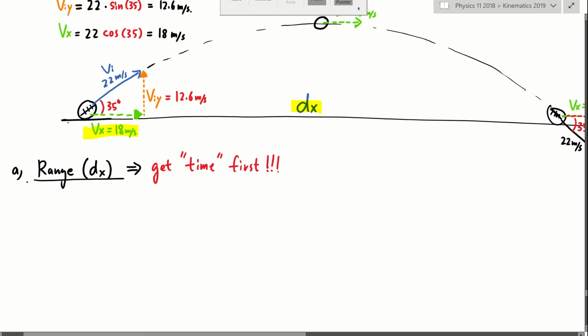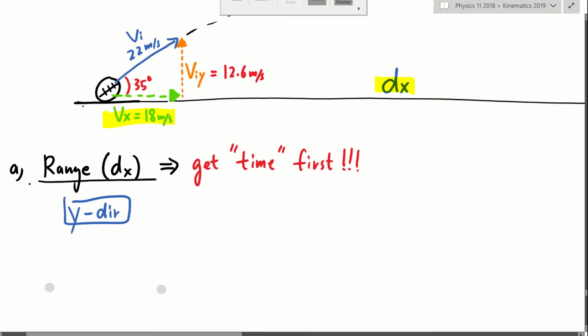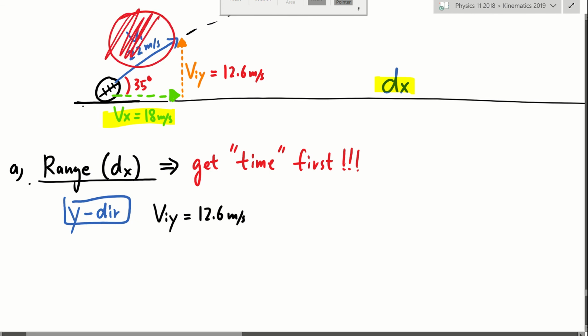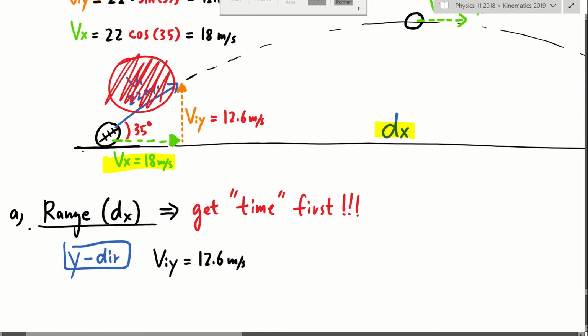Now, getting airtime means we are going to the y, the vertical world. So let's go to the vertical world, y direction. In the vertical world, let's write down everything. V initial vertically is 12.6. Now remember, don't write down V initial as 22, which is a number that you're no longer allowed to use or even look at. The most common mistake that I see when people do this kind of question is going back to use that old number, 22.